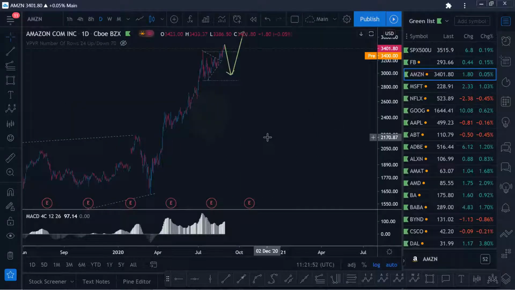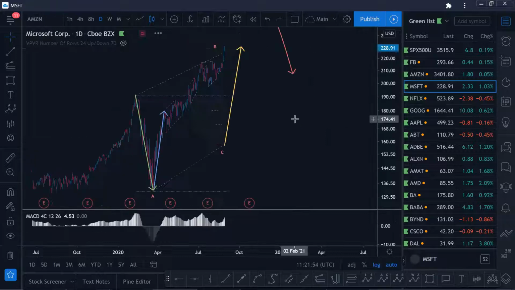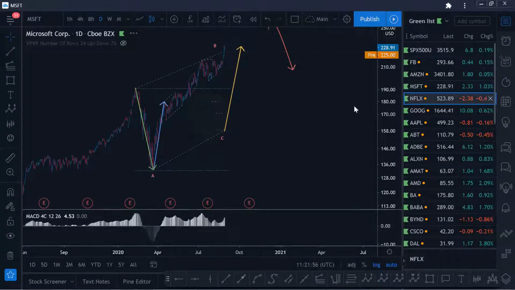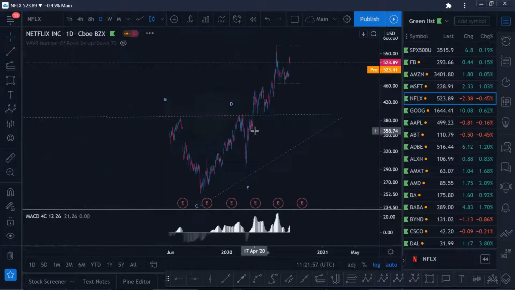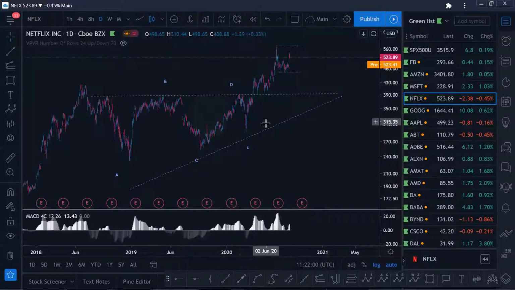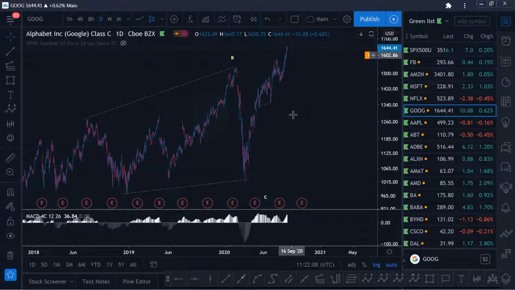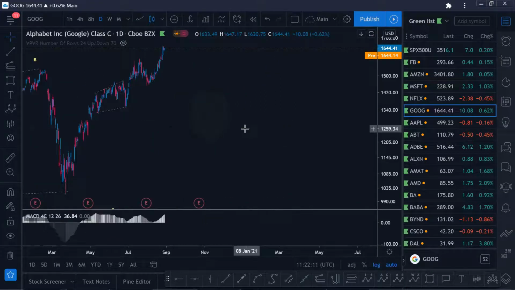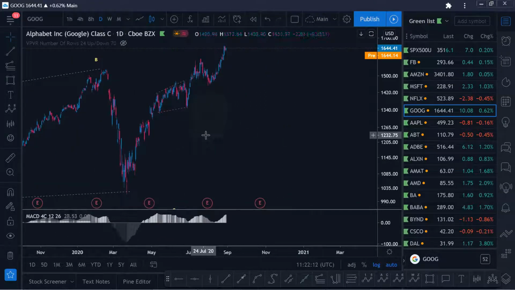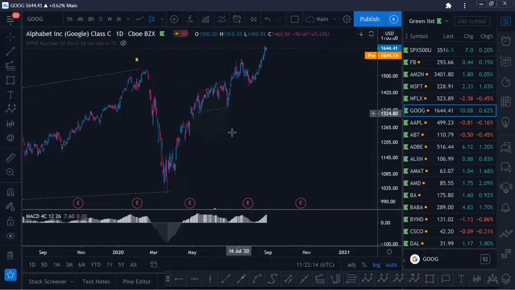Amazon, same story, straight up. Microsoft, same story, straight up. Netflix, same story. Following a triangle, it's less of a move, but we haven't really had a correction. We're only starting to see a bit of a correction in Netflix. And Google, same story, straight line up. We have come a long way without any decent daily corrections on any of these charts since March. Think about that. No daily corrections since March, heading into September.